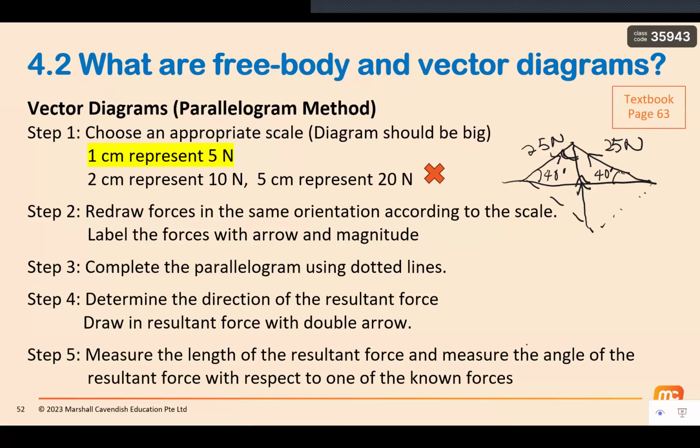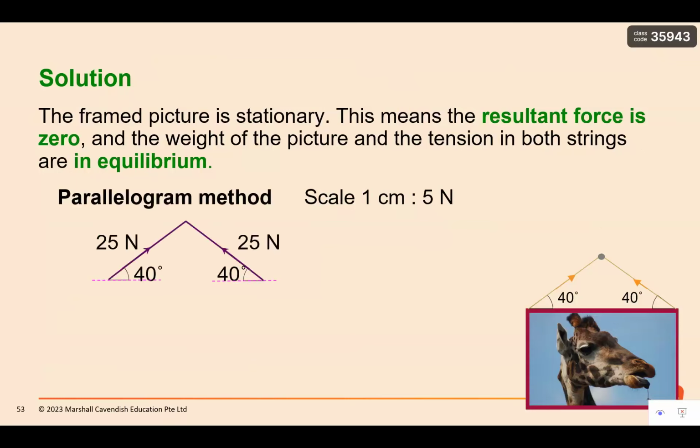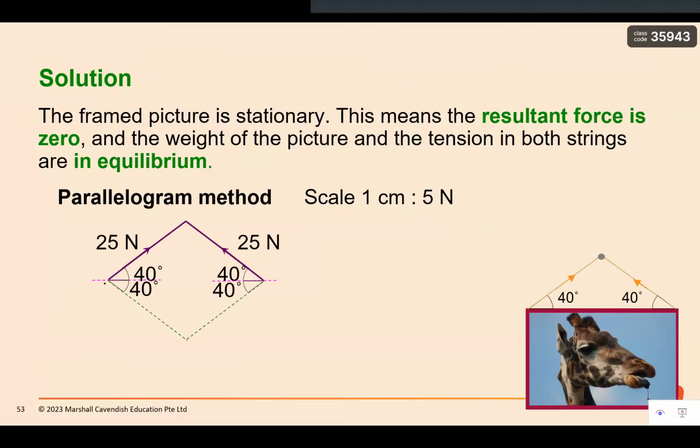So I give you an example of how it looks. It will look like this. First step, the scale. Second step, I'm going to redraw the two forces according to the scale. So I'm going to measure 40 degrees, and then I'm going to measure 5 cm, 5 cm, to get my 25. I draw my arrows and label them with forces. So I know that these two lines are actually representing force. Next, I complete my parallelogram. So these green dotted lines are my parallelogram. It should also be 5 cm, 5 cm.